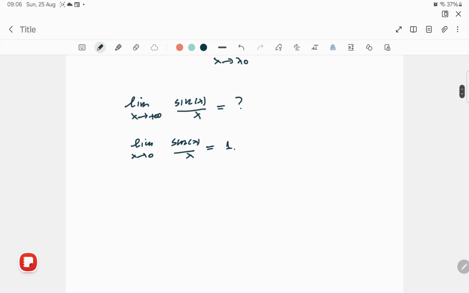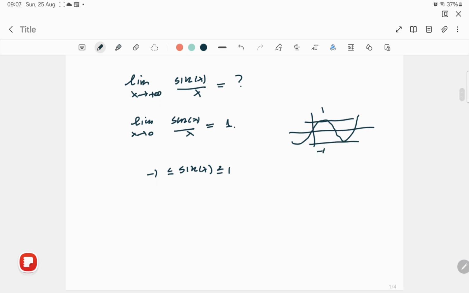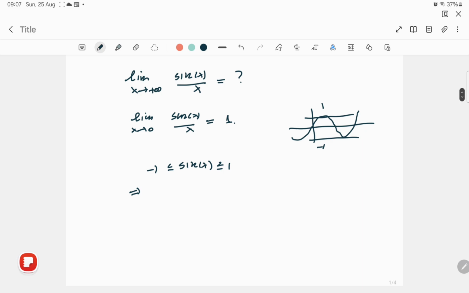The sine function is always bounded between -1 and 1, like that. So from here, I divide by x not different from 0, not equal to 0. I get -1 over x. Here I get sine x over x. And here 1 over x.